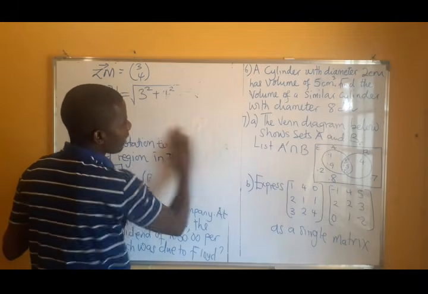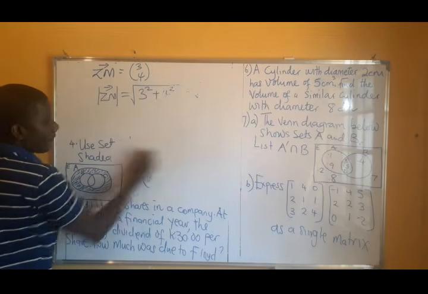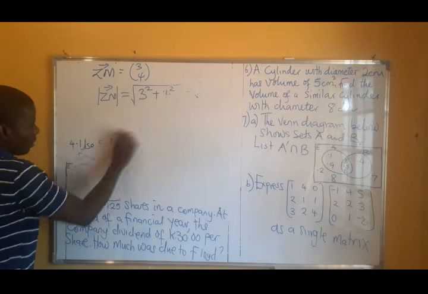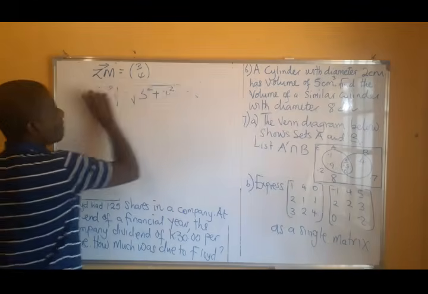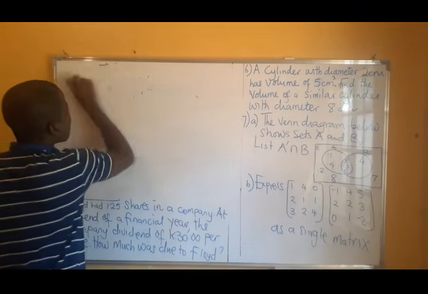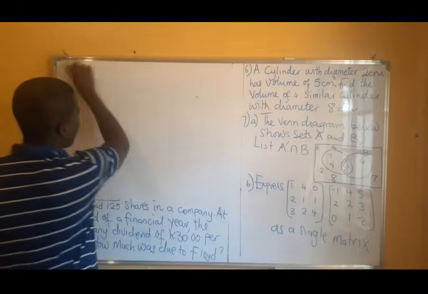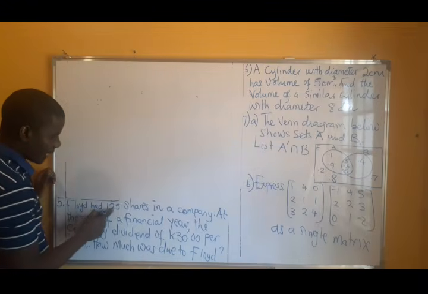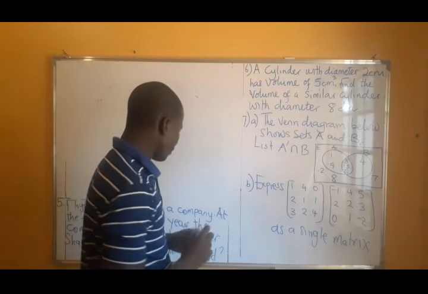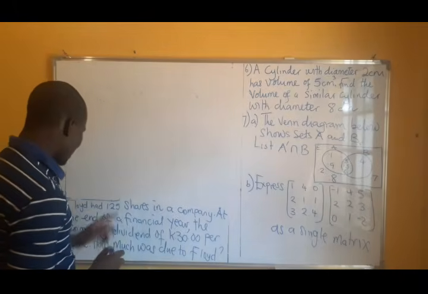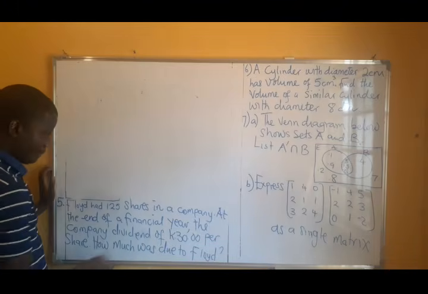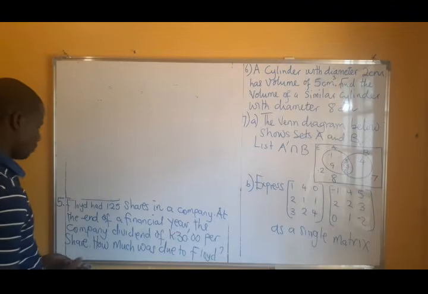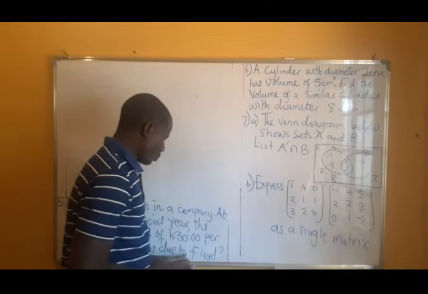We can move on to question 5. Question 5 reads, Freud had 125 shares in a company. At the end of a financial year, the company declared a dividend of 30 kwacha per share. How much was due to Freud?